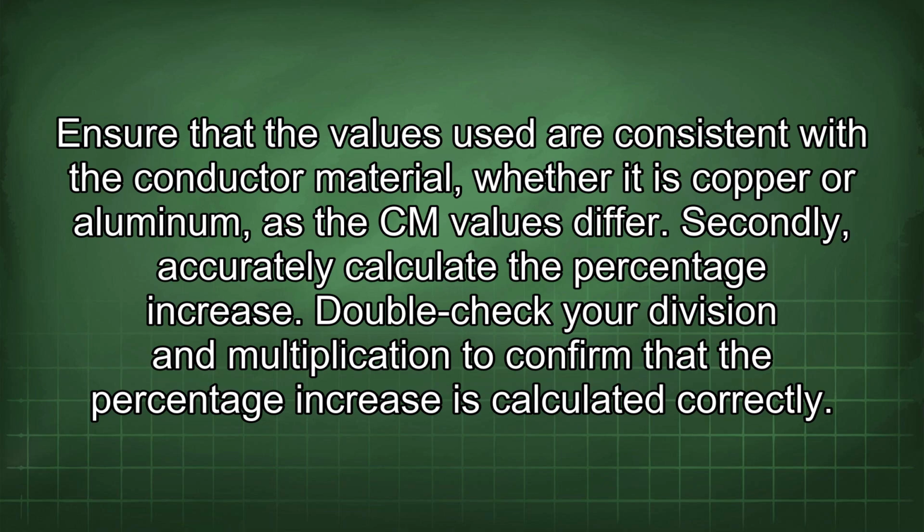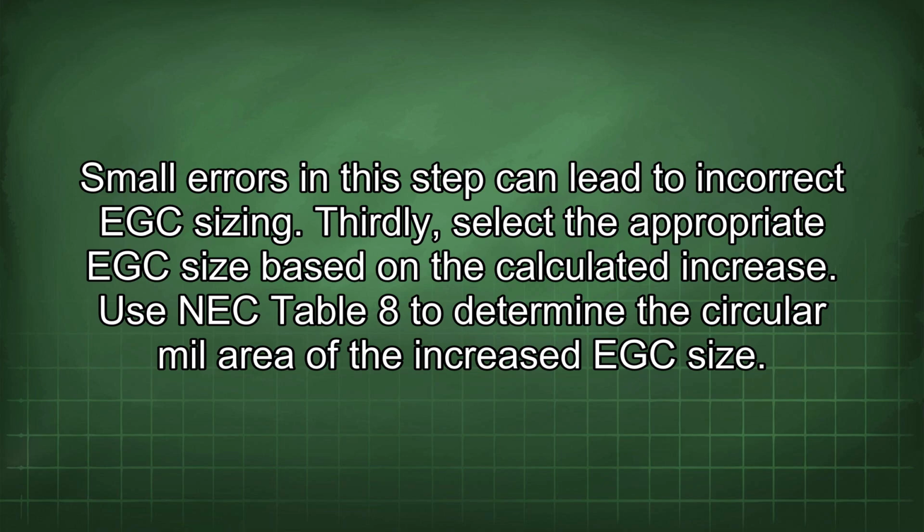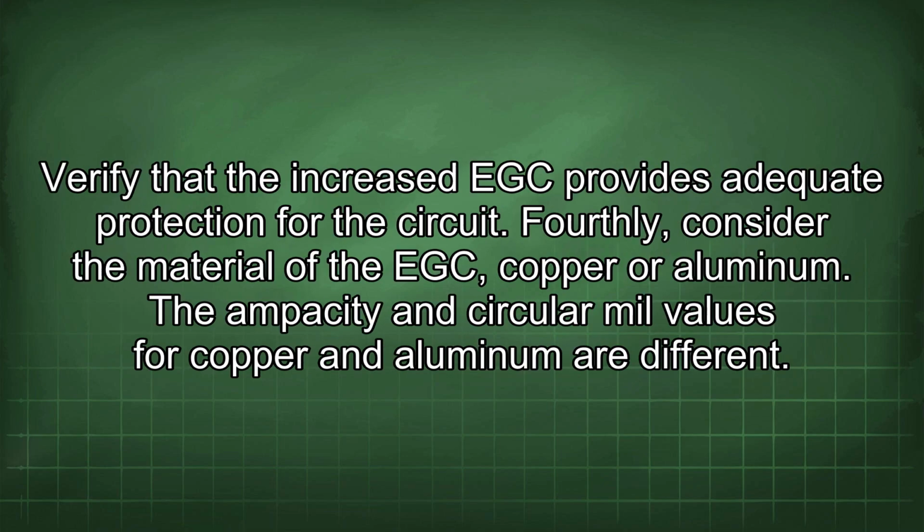Secondly, accurately calculate the percentage increase. Double check your division and multiplication to confirm that the percentage increase is calculated correctly. Small errors in this step can lead to incorrect EGC sizing. Thirdly, select the appropriate EGC size based on the calculated increase. Use NEC Table 8 to determine the circular mil area of the increased EGC size. Verify that the increased EGC provides adequate protection for the circuit.